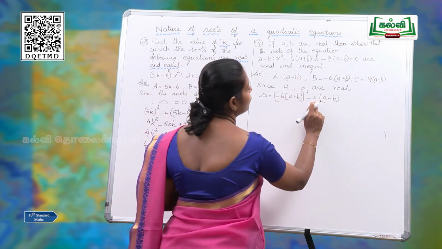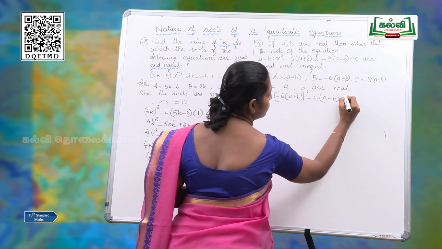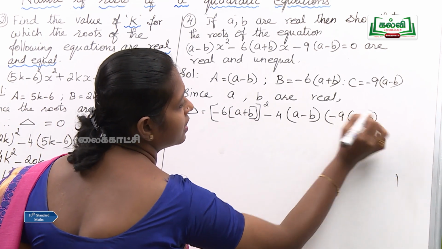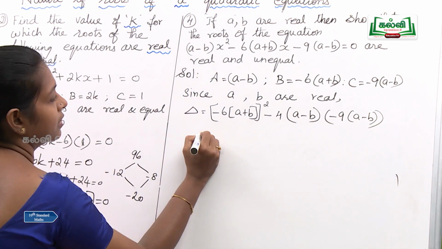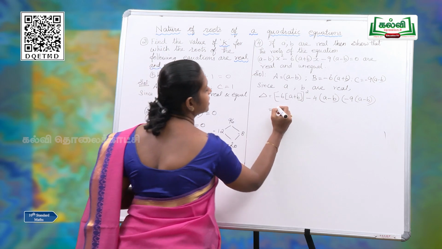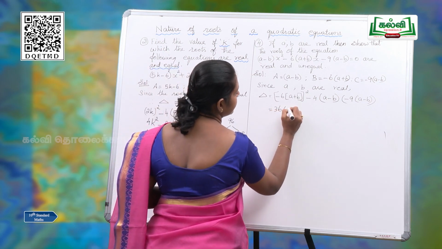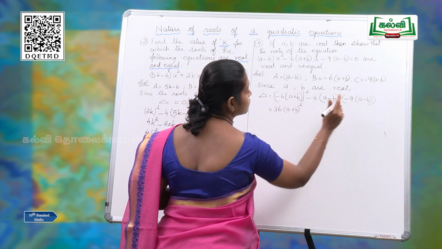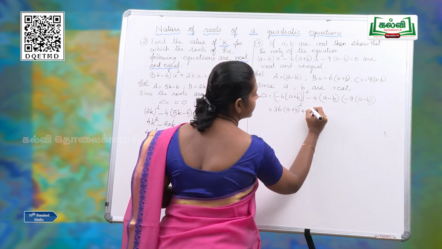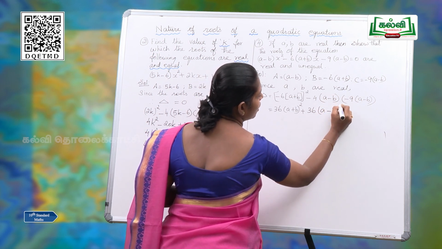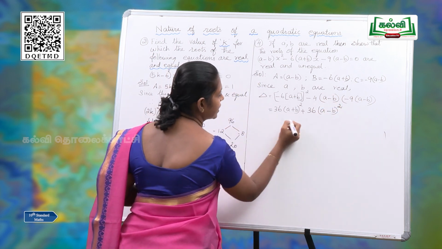Now listen, 4 into a into c, 9 of a minus b. Can you understand? Right. Now square it. Minus 6 whole squared is nothing but 36 (a plus b) whole squared. And here minus into minus, plus 4 9s are 36, and this is also (a minus b) whole squared. Now we have to expand it.